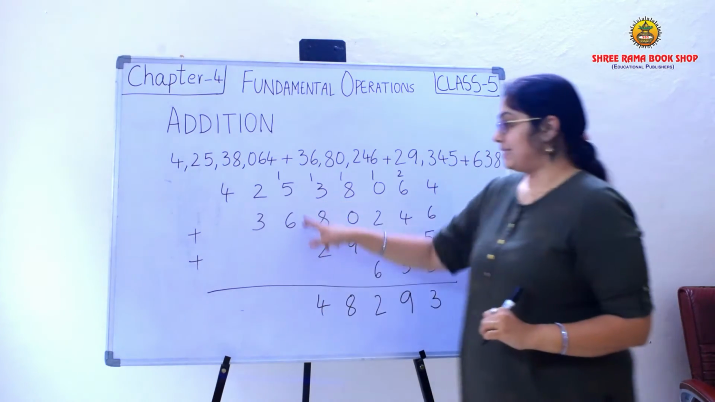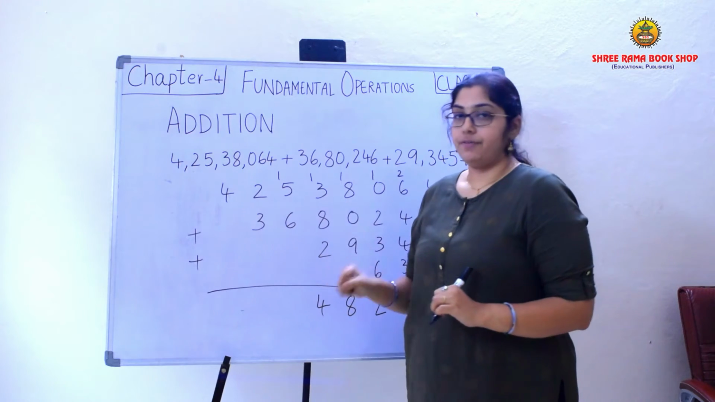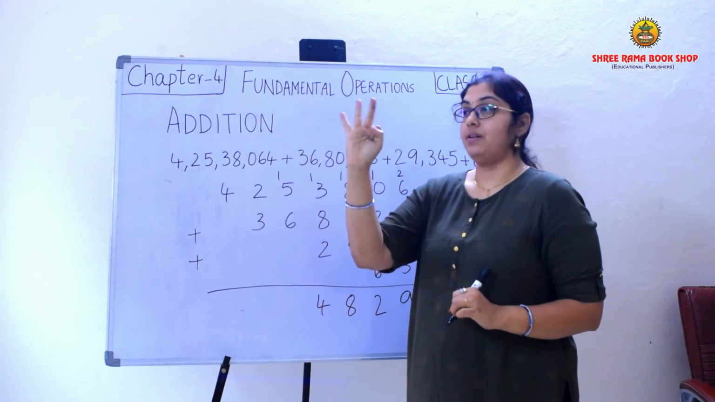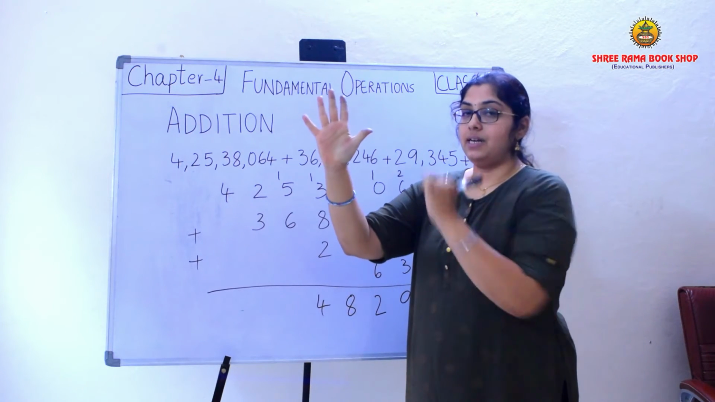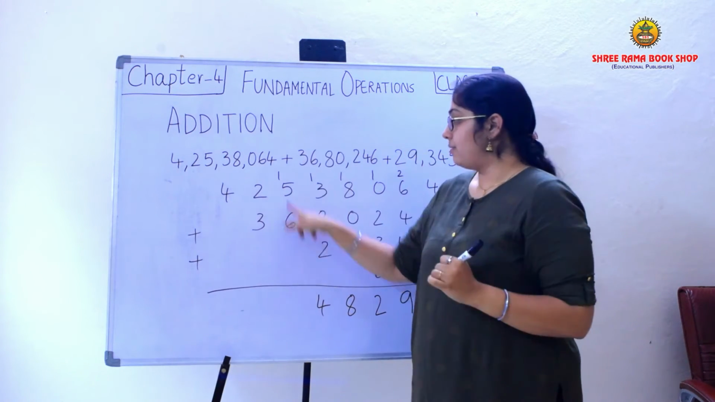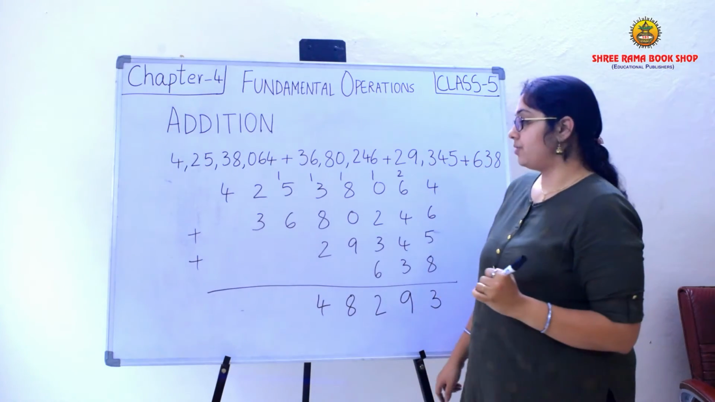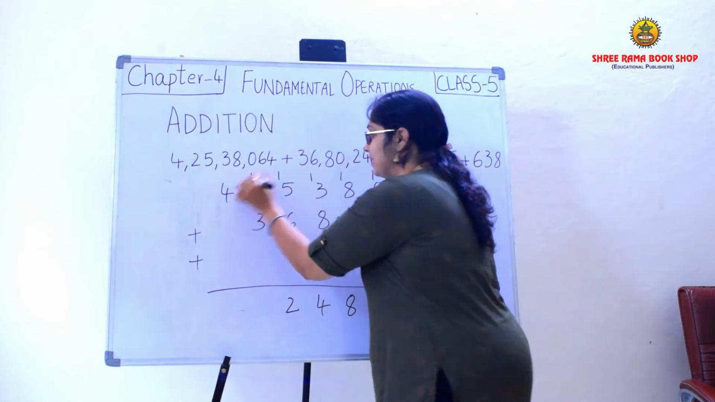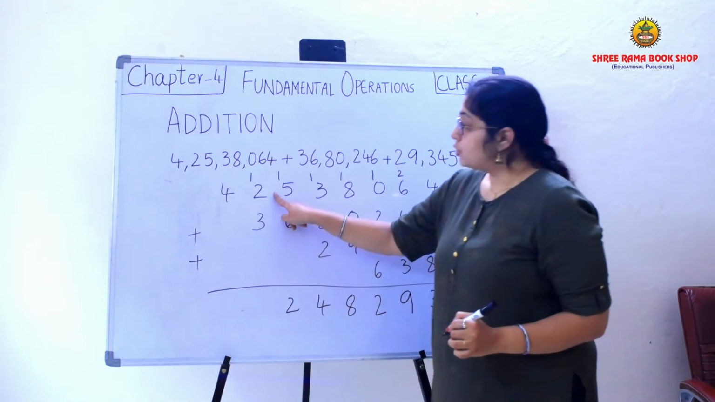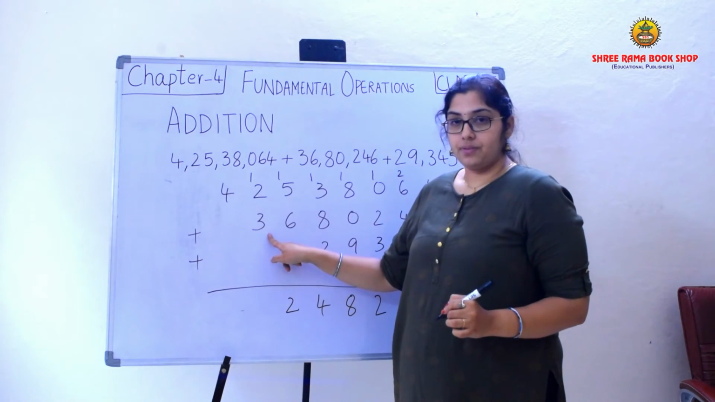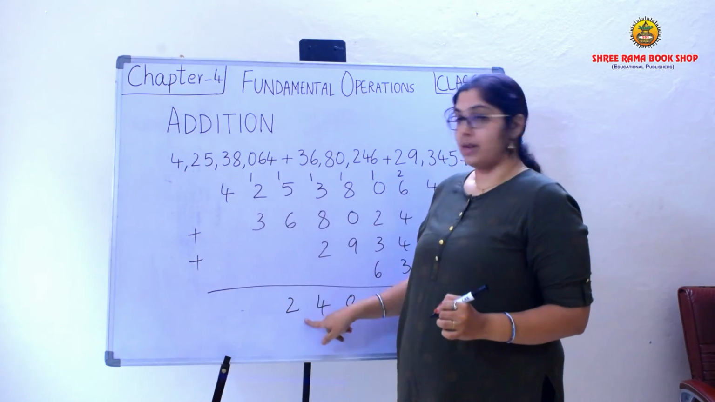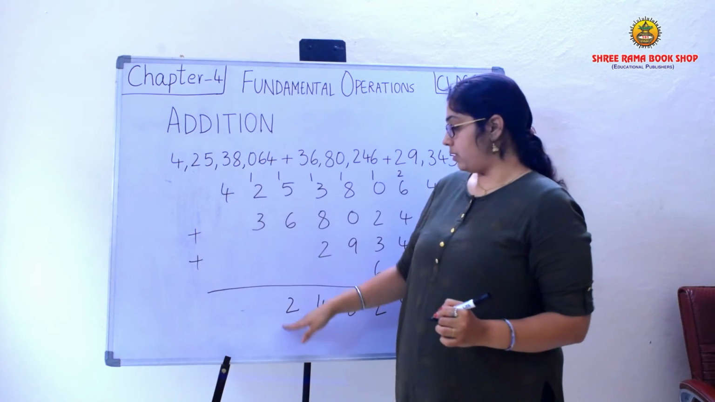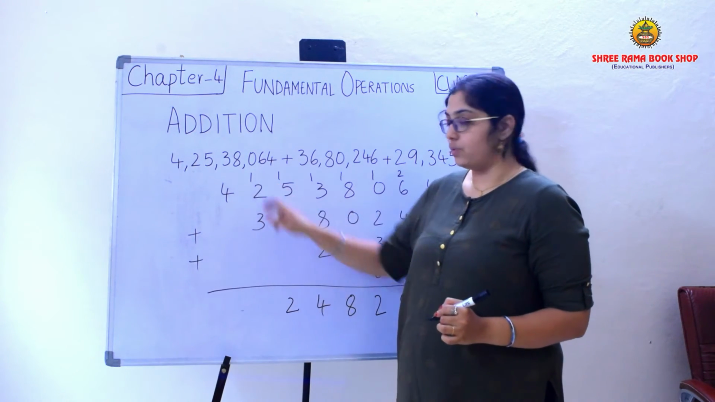Now 5 plus 6, how much is it? After 5, 6, 7, 8, 9, 10, 11, right? 11 plus 1 is how much children? Yes, 12. Now 2 I am carrying, sorry, it is 12, right? So I am writing 2 here and carrying 1 over here.